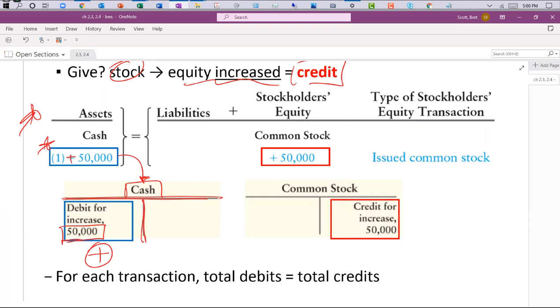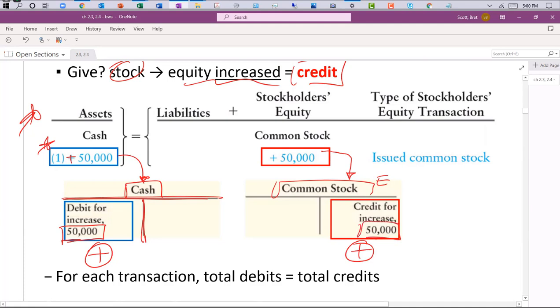Common stock increased. Go to the common stock account. Ask yourself, is common stock an asset, liability, or an equity account? Common stock is an equity account. Equity accounts increase with credits. You can see here the $50,000 isn't a plus or minus, it's just an amount.